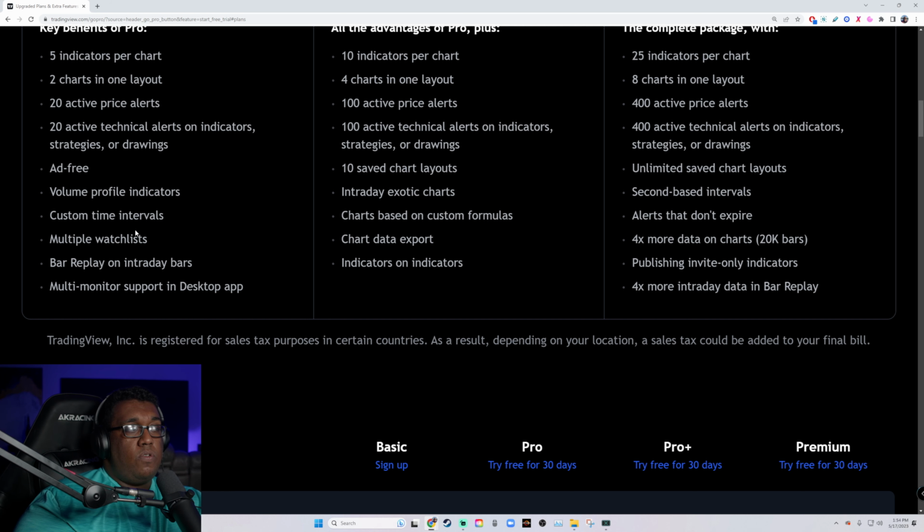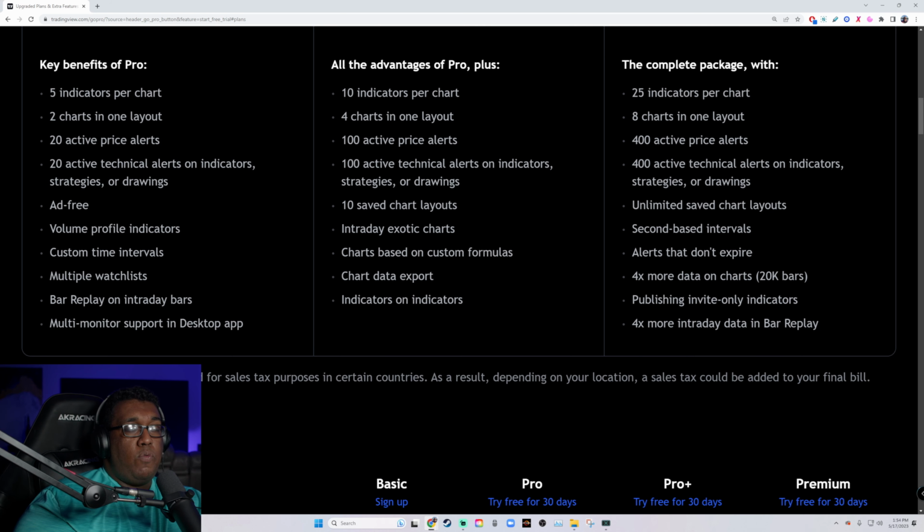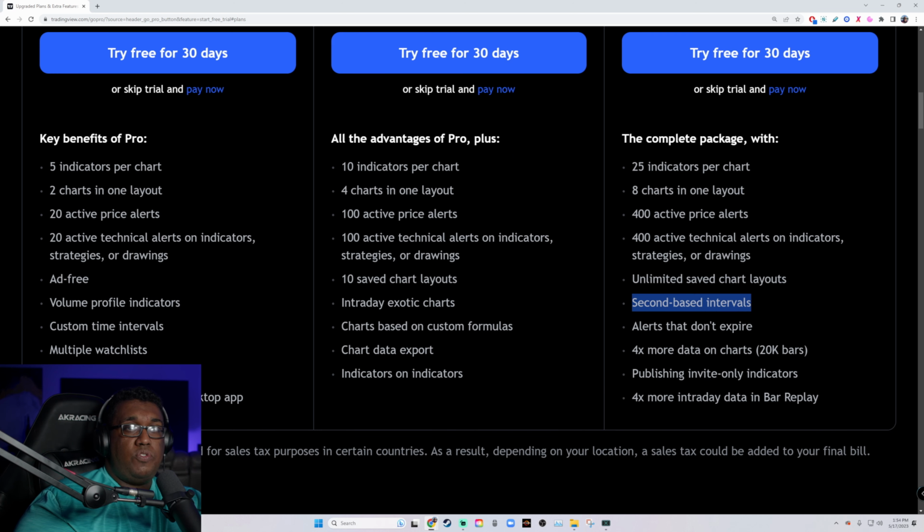Custom time intervals. This basically means you have more time intervals. So not everybody has access to the second charts or the 1 minute charts or the 5 minute charts. Some people only have access to daily charts, 4-hour, 1-hour charts, and as you move along, you get to have more time frames. Like over here, I get second based intervals by being a premium trader.